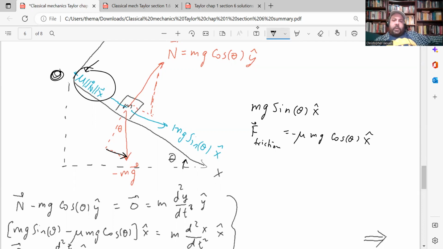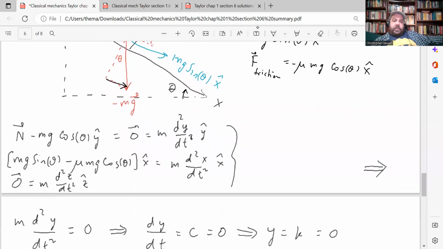So the second equation that I have down here takes that into account. So we have the force in the x direction due to gravity, which is mg sine theta, and we have the friction force, so minus mu mg cosine theta times x hat, and by Newton's second law, that's equal to m times the acceleration in the x direction times x hat, right?